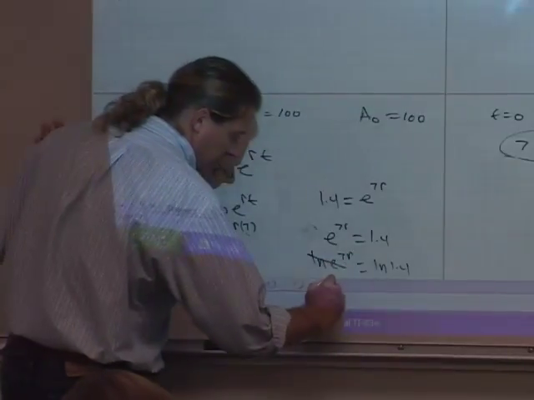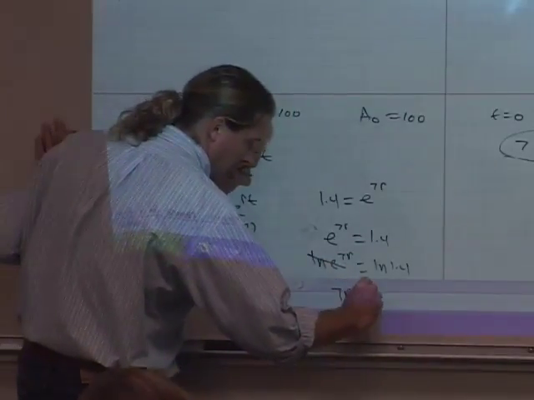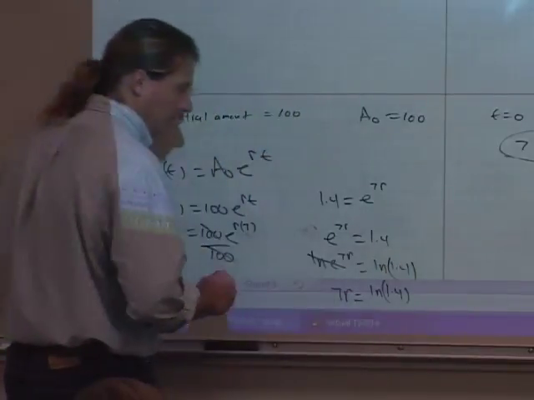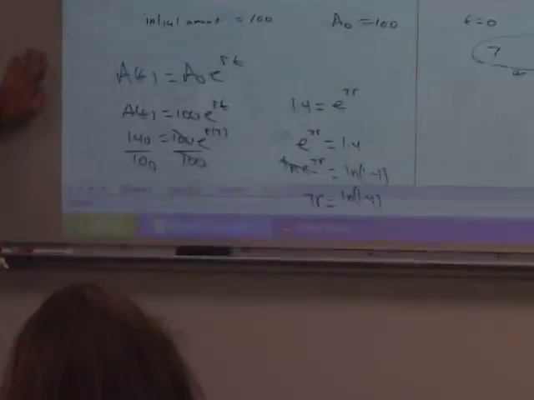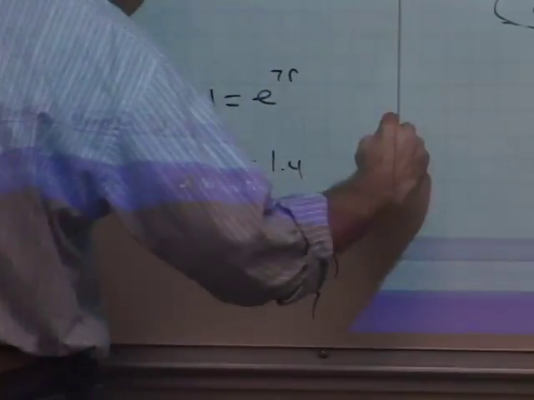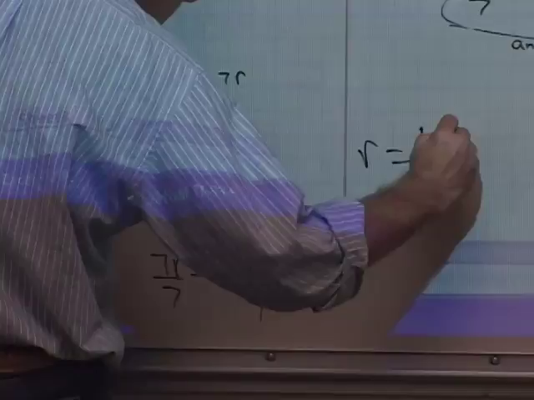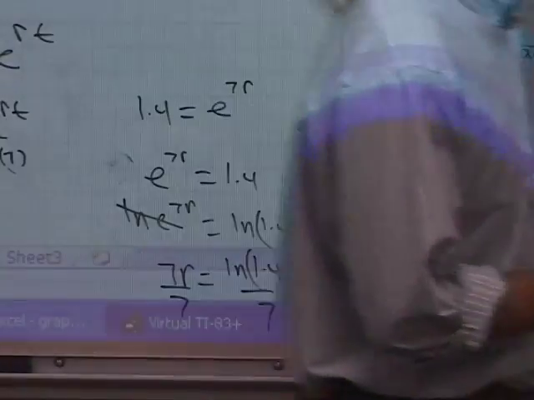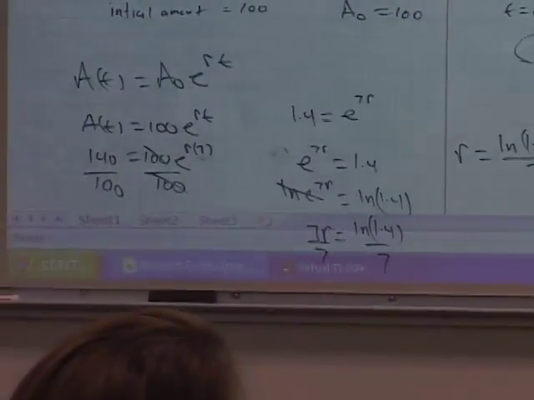These cancel, and you get 7 times r equals the ln of 1.4. Should put those in parentheses. It helps be clear what you're talking about. Finally, dividing through by 7, we get r is equal to the ln of 1.4 divided by 7. That is definitely a calculator problem.